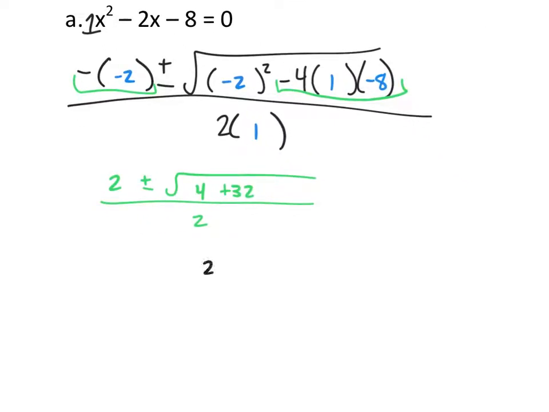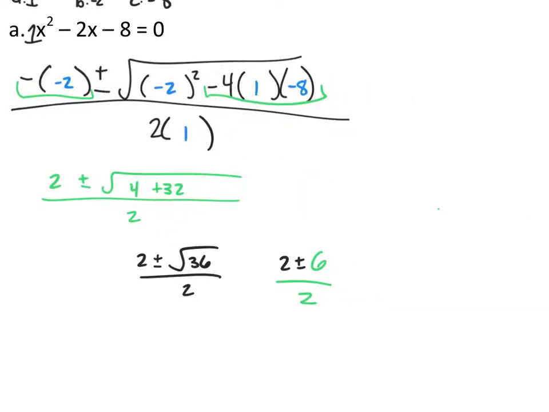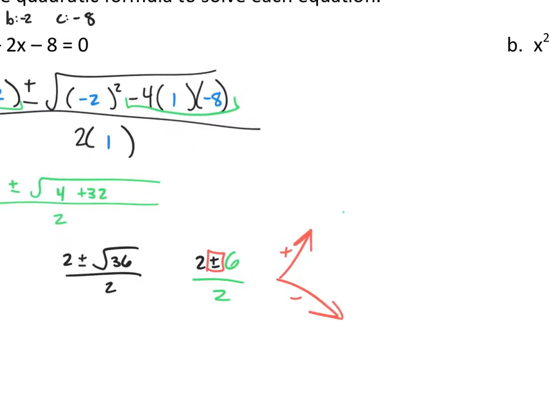So we'll get 2 plus or minus the square root of 36 all over 2. You can go ahead and take the square root now if you want. 2 plus or minus 6 all over 2. And it's now time to split into the positive and negative case. So we'll get 2 plus 6 over 2 and 2 minus 6 over 2.